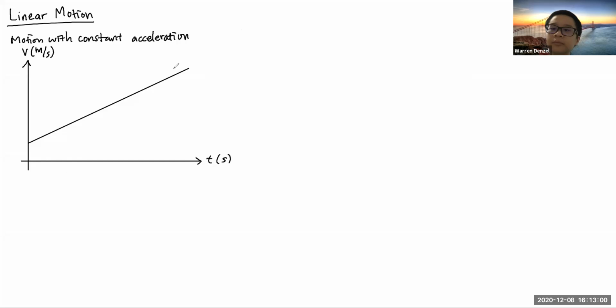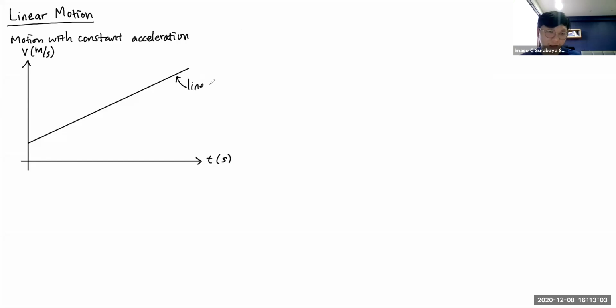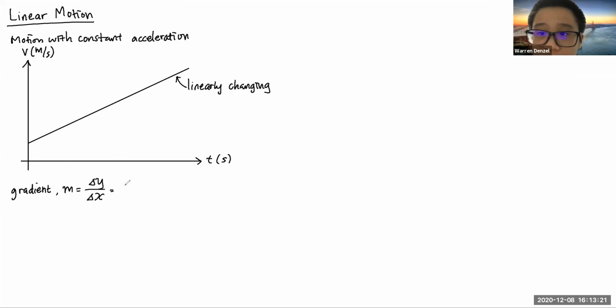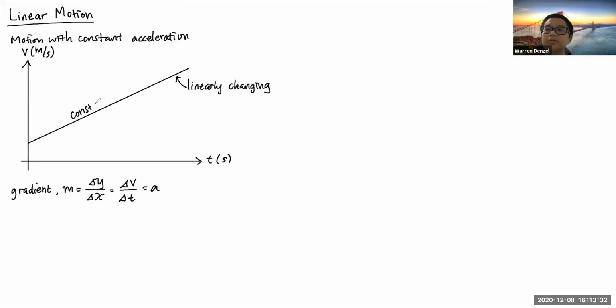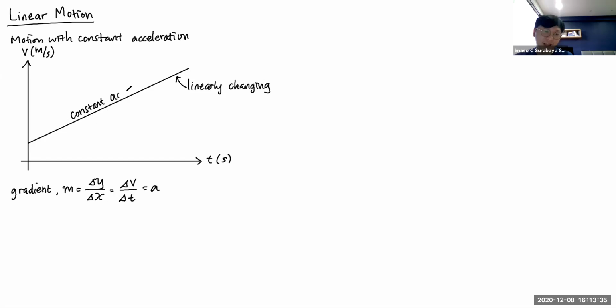Since this is linearly changing, again we calculate the gradient of this line, which is delta y divided by delta x, which is the change in velocity divided by the change in time. That is the acceleration. And then the gradient is constant, so the acceleration this time is constant.